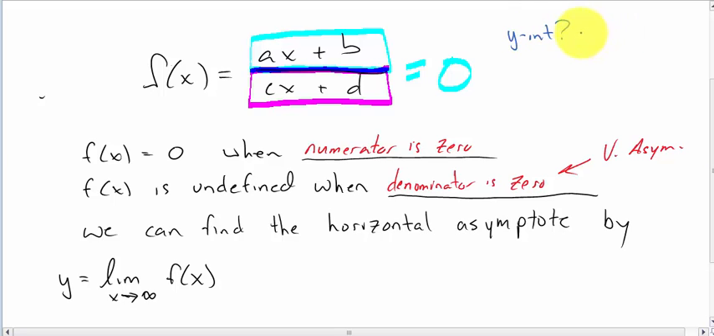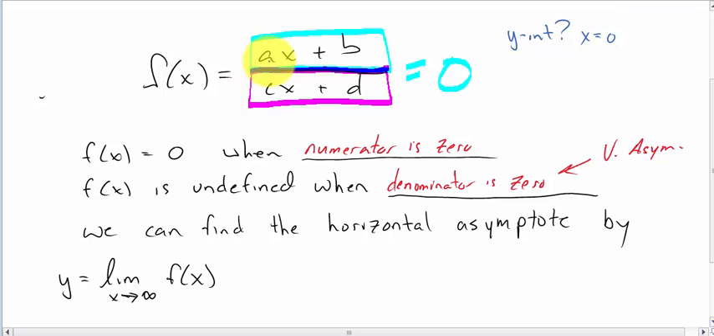What about the y-intercept? Well, we get the y-intercept by letting x equal 0. That's the same for any function. Great, cool. But since this is an offshoot of the reciprocal function, that means that there's a horizontal asymptote too.